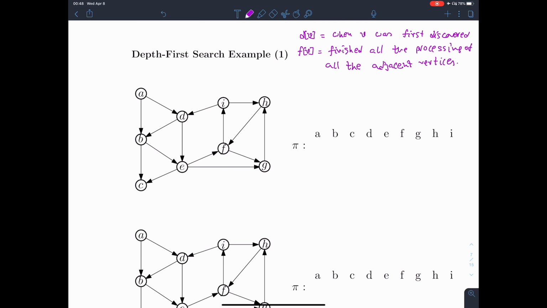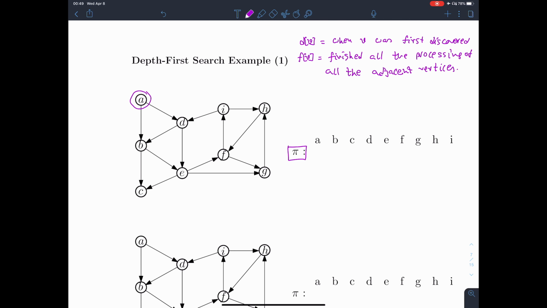We will also keep track of the parent node. The parent node means from which node we discovered this node. Similar to the BFS, if I don't give you any starting node, you should start from the alphabetical order. So here I will start from A. The parent node of A is null because we have not discovered A through any other node. A should be visited at time 0. So this is the discovery time.